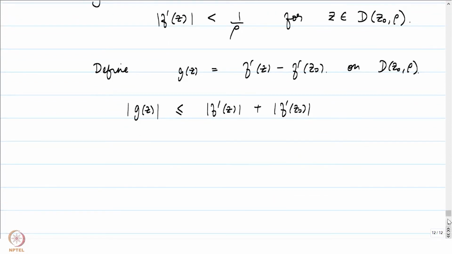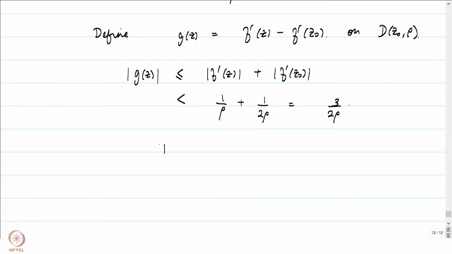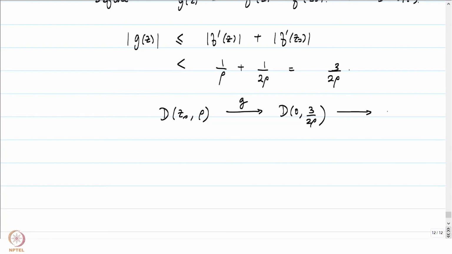We know that the absolute value of f prime of z is strictly less than 1 by rho, and we know that the absolute value of f prime of z naught is equal to 1 by 2 rho, and this is just 1 by 2 plus 1, basically 3 by 2 rho. So what we have now is that from the disk of radius rho around z naught, we have a map g into the disk of radius 3 by 2 rho. Let's compose it with two functions which send it to the unit disk.